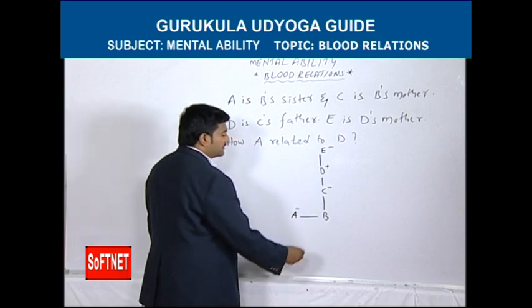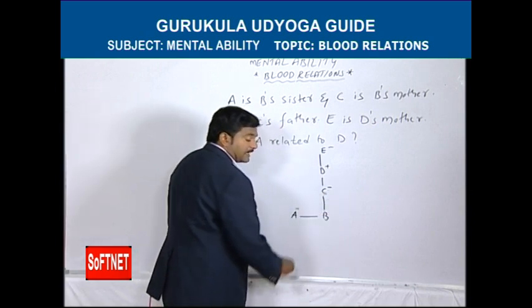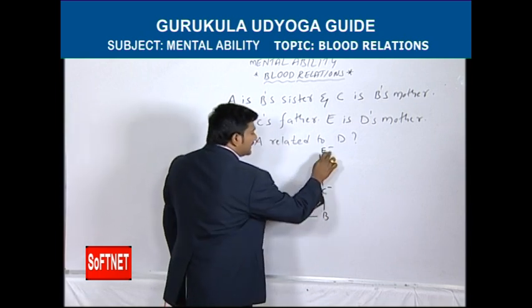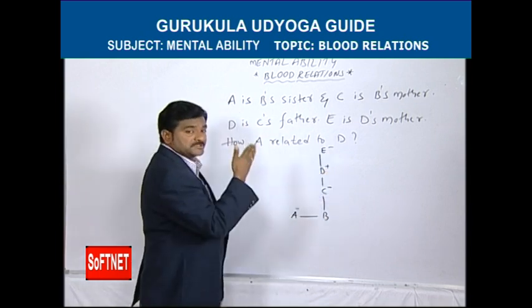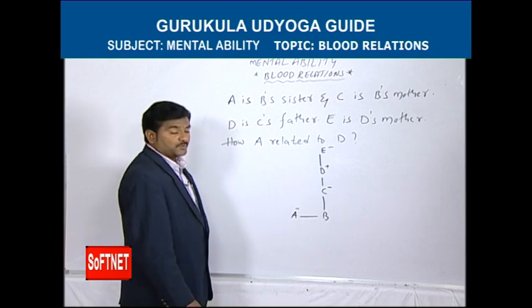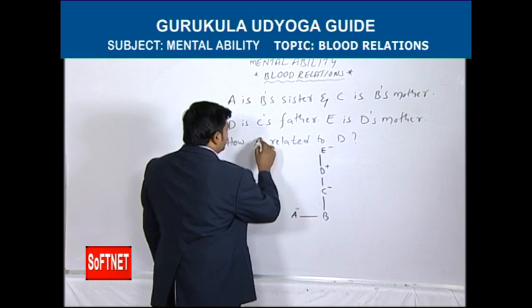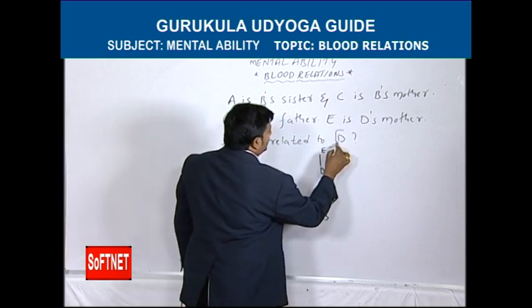C is B's mother, so here female gender, and here I don't know about the gender of B. And D is C's father, and E is D's mother. Since there is a generation gap, I took a vertical line. The question is: how is A related to D?